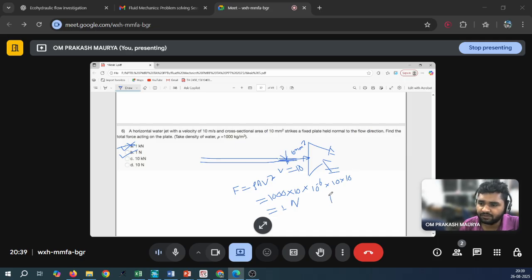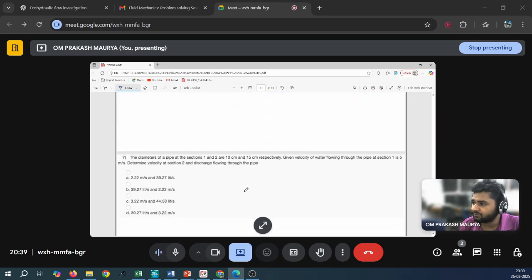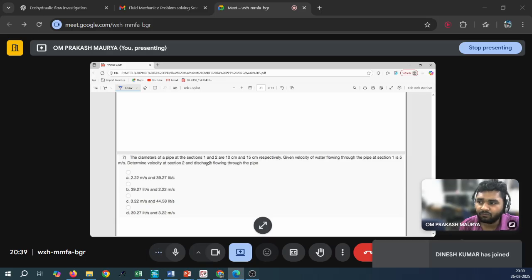Your force will be, remember, m dot, the rate of change of mass, times velocity, so m dot will be your rho Q. Rho Q means rho A V, and another V makes it rho A V square, remember. Now the next question is, the diameter of a pipe at a section 1 and 2.